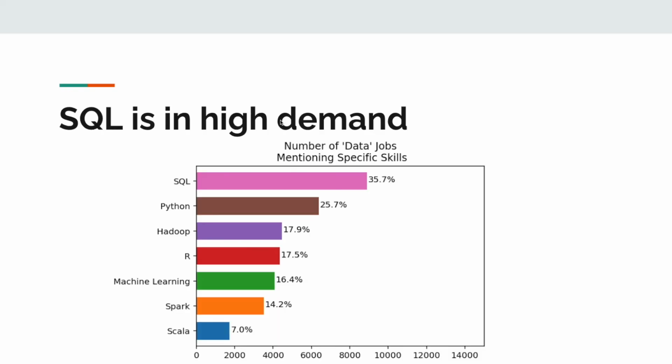So if you want to get a job in the data field, your focus should be on the skills that the market embraces and what the employers want. Of all the data-related jobs advertised on Indeed.com, a job search website, SQL is the most mentioned skill compared to Python, R, or machine learning. So SQL is in absolute high demand.